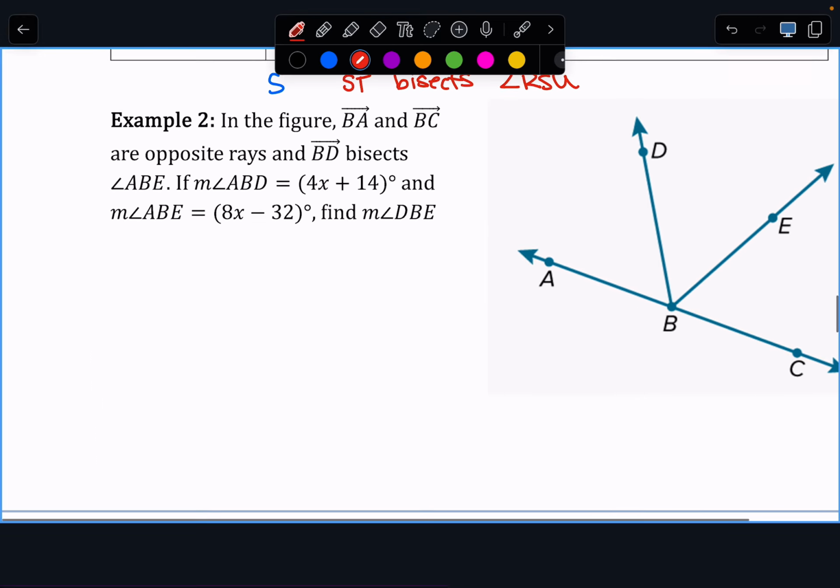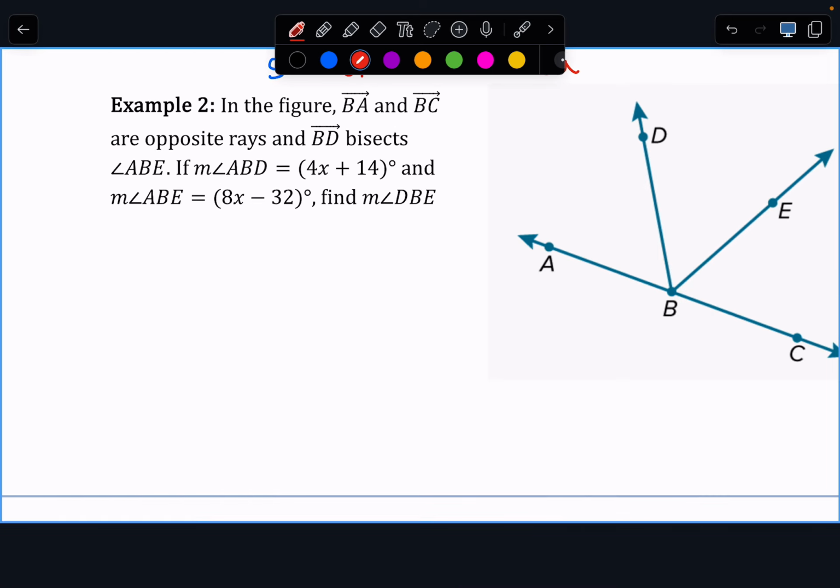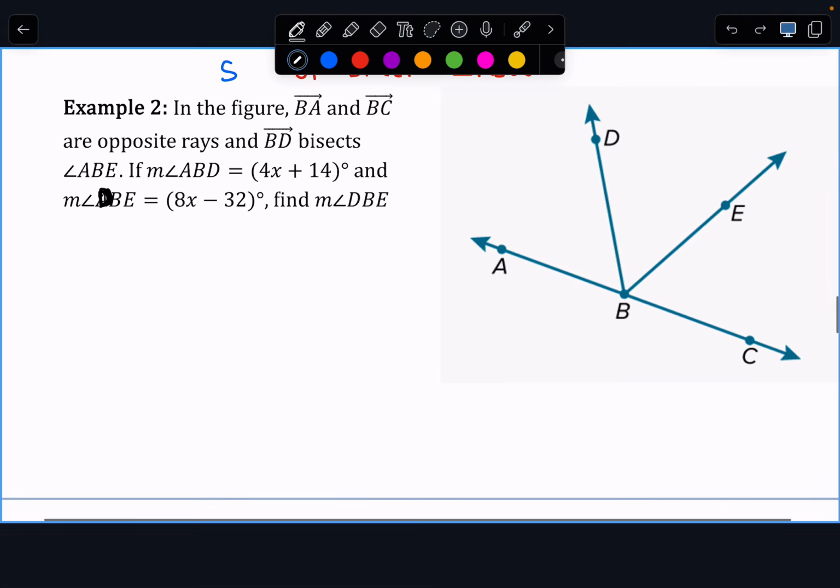So I do need you to fix, do you see where it says the measure of angle AB? It needs to be DBE. Can you change that to a D? Yep. Okay, thanks. All right. So in this picture, BA and BC are opposite rays, which means total, what do we have here? 180. Okay, excellent. BD bisects ABE. So this angle and this angle are congruent. I'm going to mark that.